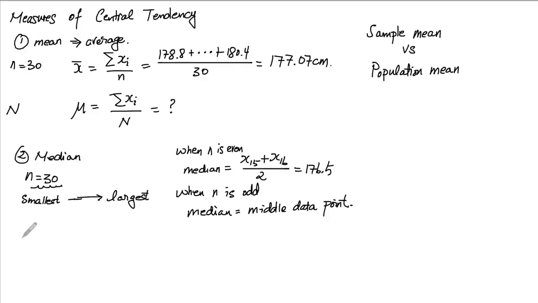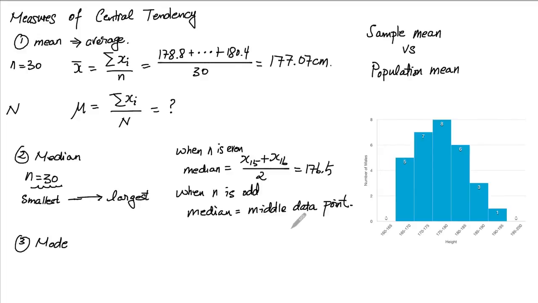And finally, the third measure of central tendency is what we call the mode. And the mode is also the measure of central tendency that is not often used. It is simply defined as the value or the data point that occurs the most frequently in your data set.